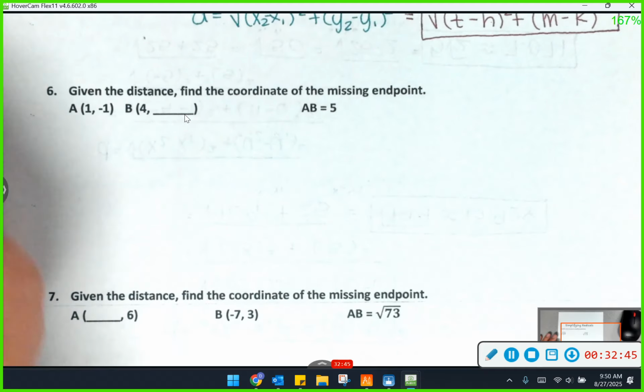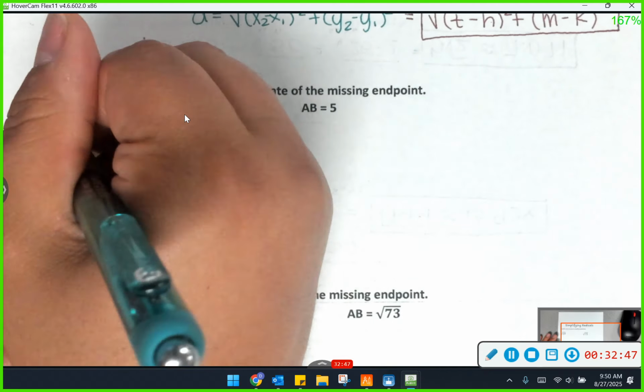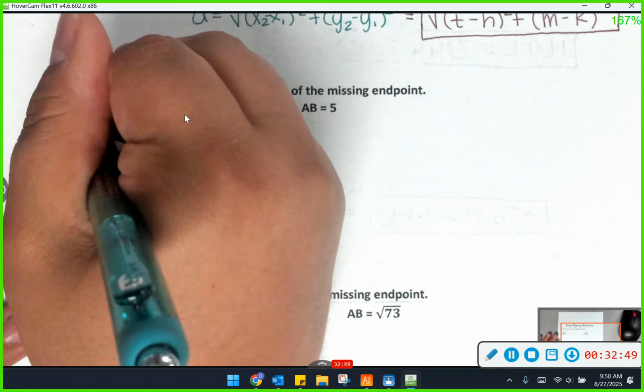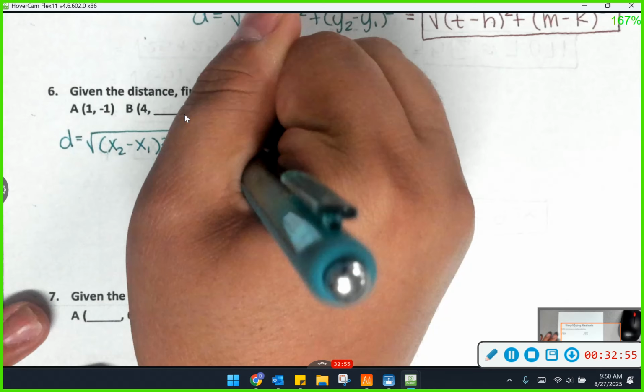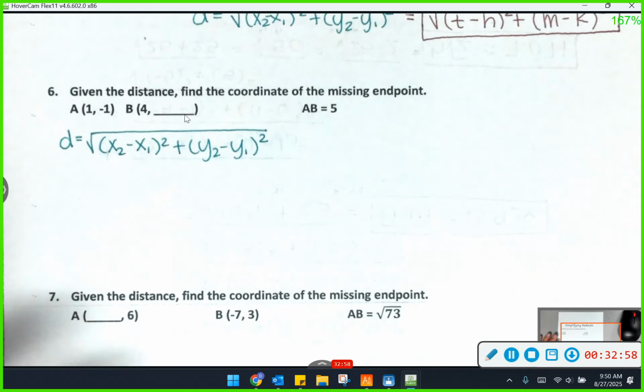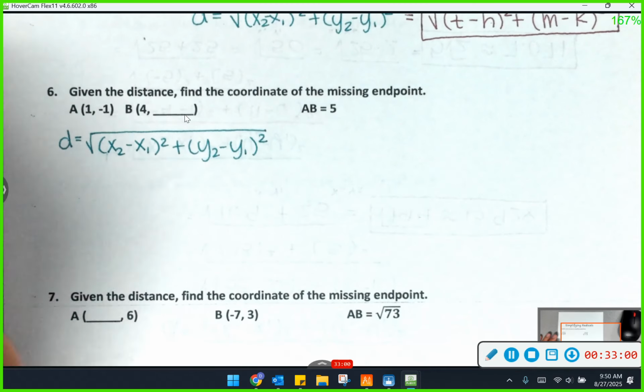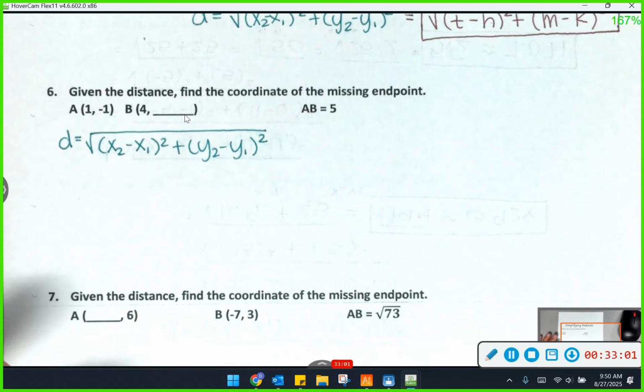So I'm still going to do the same steps as far as, you're not writing, you're looking, please. x2 minus x1 squared plus y2 minus y1 squared. Are y'all cool with that? Okay? Don't write, just watch real quick.